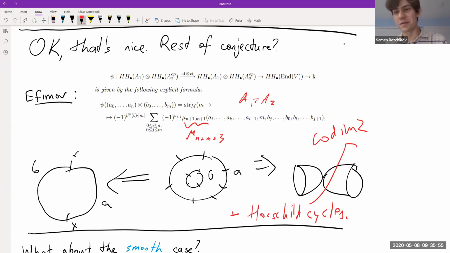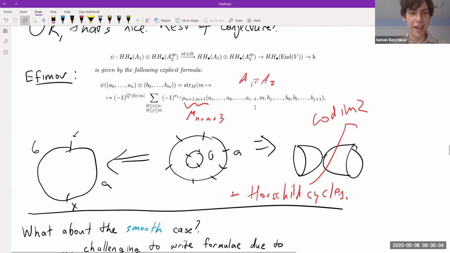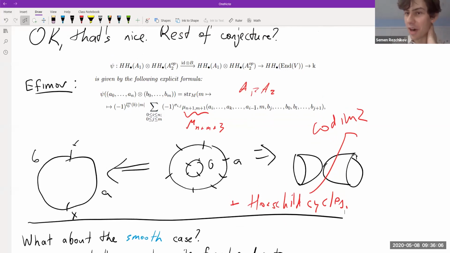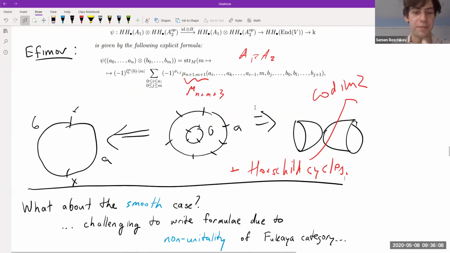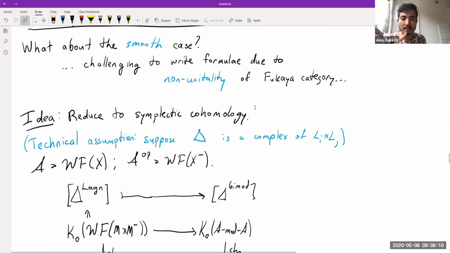Cool. So I have some affinity for this formula because this is the first time I saw a complicated A-infinity formula and then realized it was actually sort of simple. Okay, so that's essentially how you prove the proper case of this conjecture. So what about the smooth case? Can you mention again this Hochschild cycle thing you said? Yeah. What is that case?